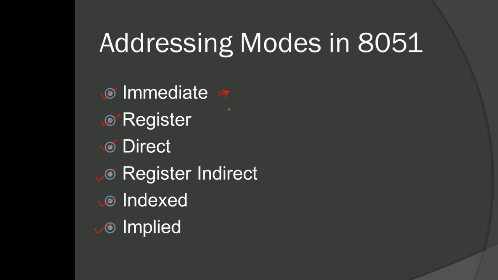In immediate addressing mode, the data is specified in the instruction itself. For example, MOV A, #30H. So here this data is indicated in the instruction itself, and this hash sign represents the immediate data.